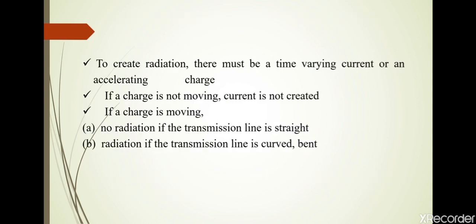The following points were concluded for radiation mechanism. First one is to create the radiation, there must be time varying current or accelerating charge. If a charge is not moving, current is not created. There is no radiation. If a charge is moving with uniform velocity, there is no radiation if the transmission line is straight line. There is radiation if the transmission line is curved, bent, discontinuous and terminated.